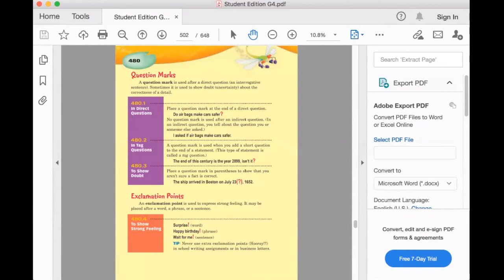Exclamation points. An exclamation point is used to express strong feeling. It may be placed after a word, a phrase, or a sentence to show strong feeling. Surprise! word. Happy birthday! phrase. Wait for me! sentence. Tip: Never use extra exclamation points. Hooray! In school writing assignments or in business letters.